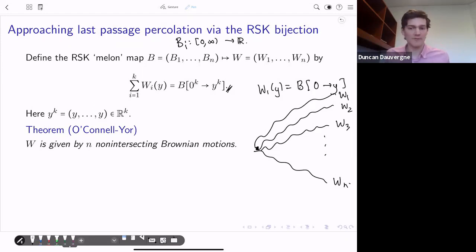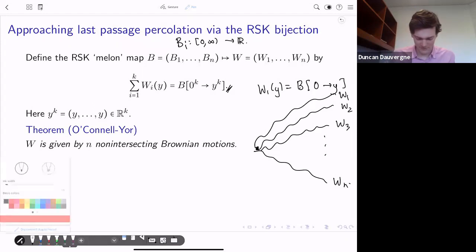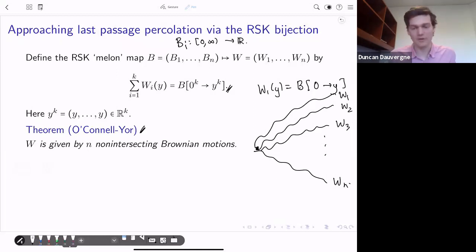There are a few remarkable facts about this. The first one is due to O'Connell and Yor, which says that we can actually really understand the law of this W. It's just given by n Brownian motions conditioned never to intersect. In other words, it's the same thing as Dyson's Brownian motion. It's the eigenvalue process for a Hermitian matrix valued Brownian motion. And so this is a really tractable object. It's really understandable. You have nice determinantal formulas, and so you can start taking limits of this W.